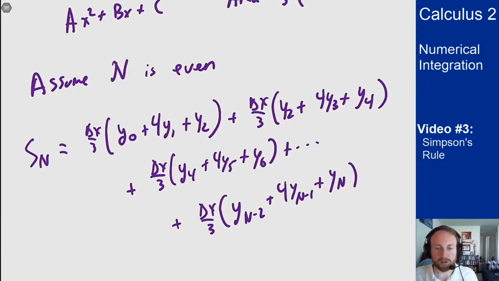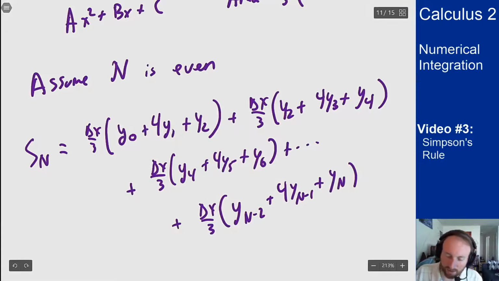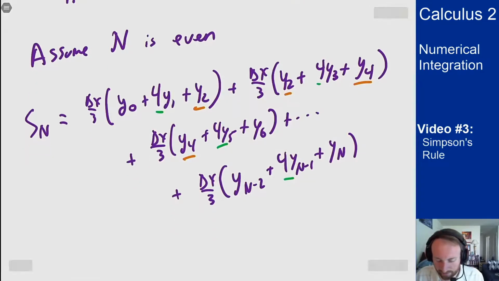Now if I want to make this look nice, we can see how these ones will combine. And what you'll see is all the odd ones come in with a 4 in front of them. The even ones all appear twice, once as a left and once as a right, again except the first and last terms. They come in only once. So the formula that I should get for this is the following.